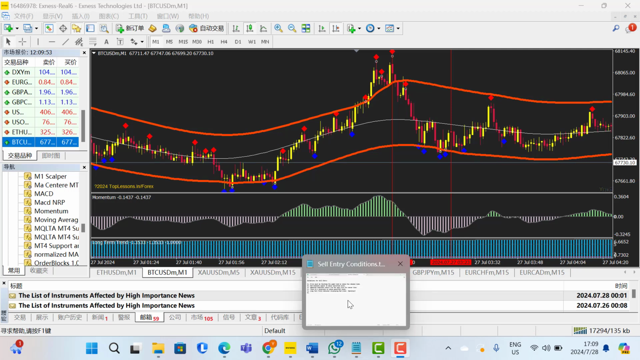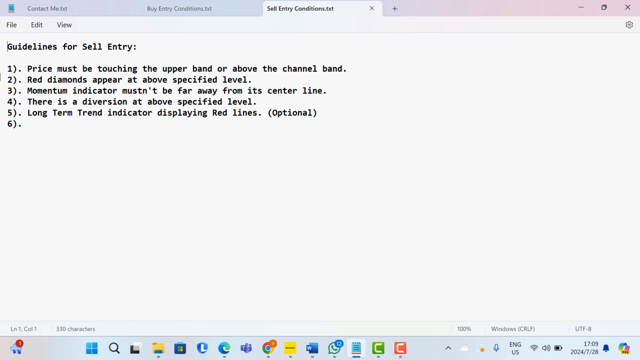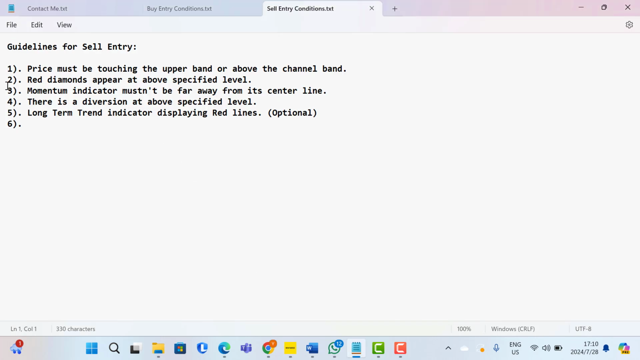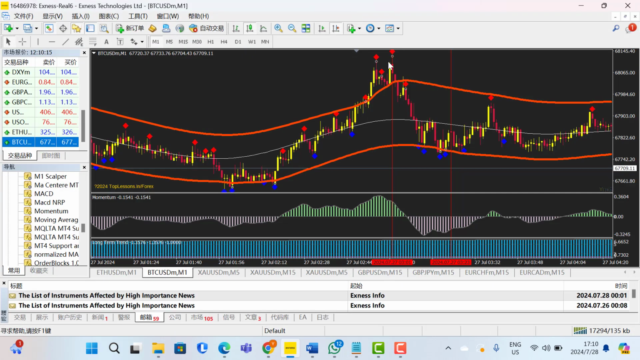Let's look at the trading conditions. This is the sell setup, so we look for the sell entry conditions. The first one is that price must be touching the upper band or above the channel band. As you can see, the price has crossed the upper band, so our first condition has been met. Now let's move to our second condition, that red diamonds appear above the specified level. These are the red diamonds, you are watching these diamonds, so our second condition is met here.